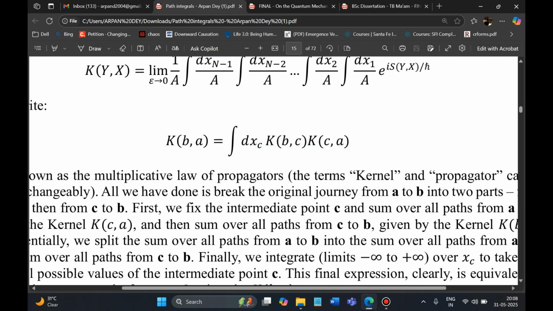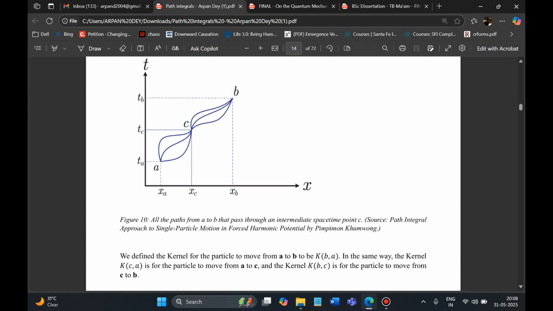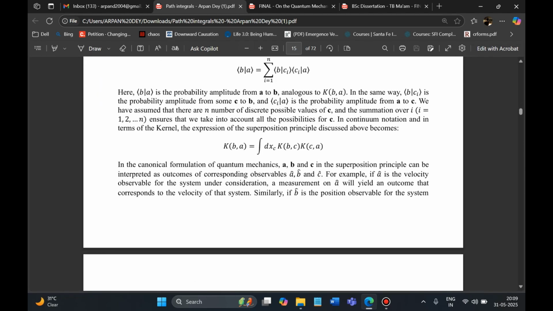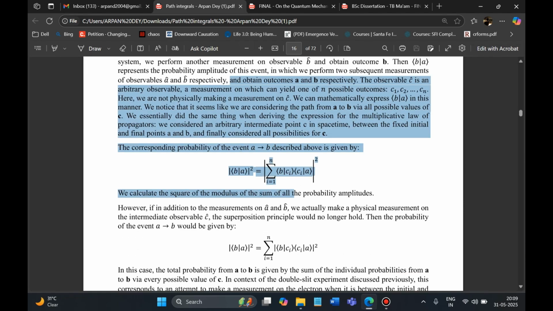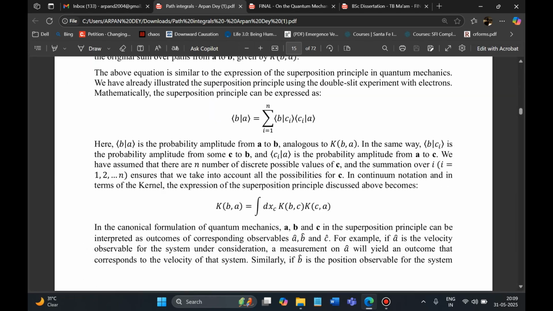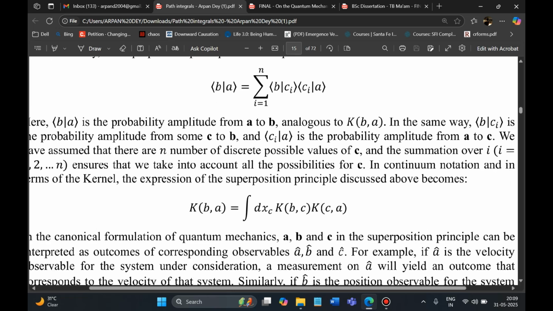This is the kernel from A to C, and this is the kernel from C to B. You multiply them and then you integrate over dx_c, that is, over all possible values of x_c. Because this initial value of x_c was arbitrarily chosen, I could have chosen a different x_c. So to make sure that you take into account all the possible values, because ultimately you're trying to define the kernel from A to B, you have to integrate over all these possible values.